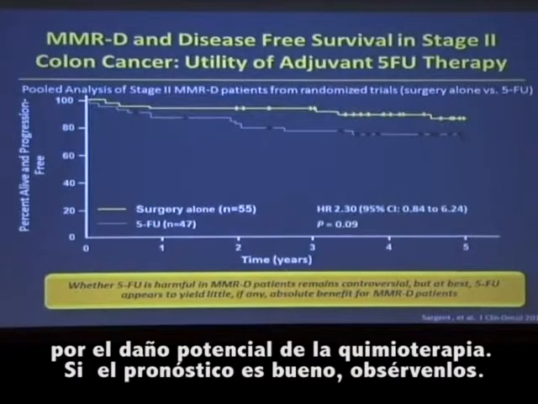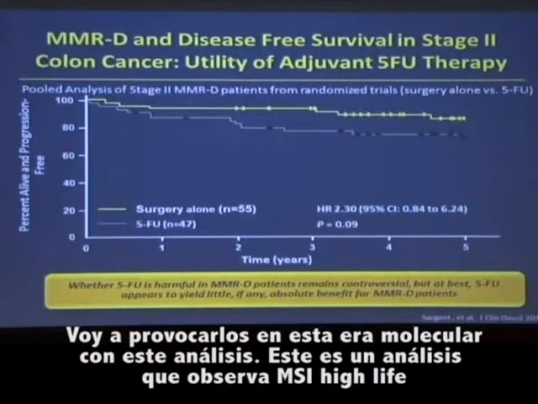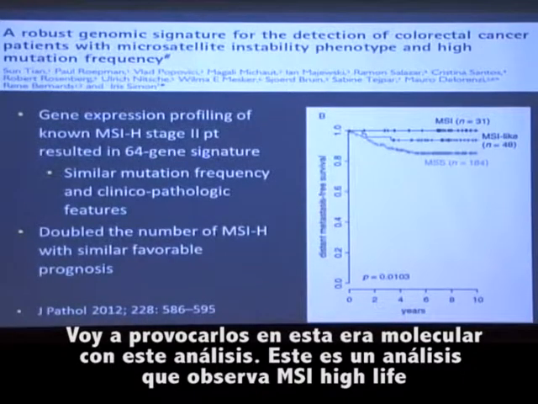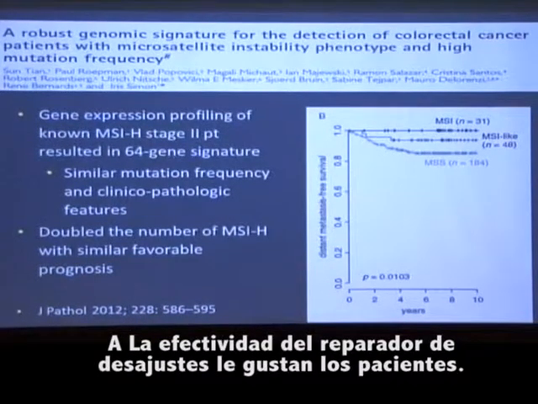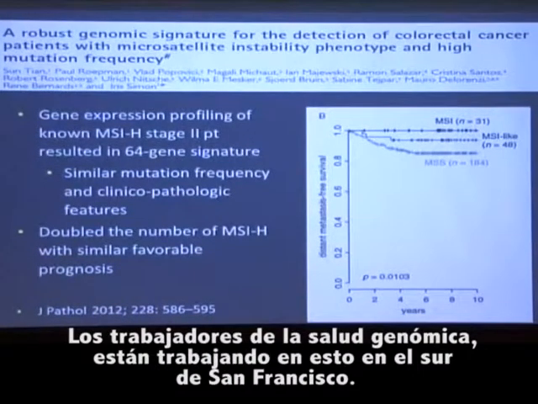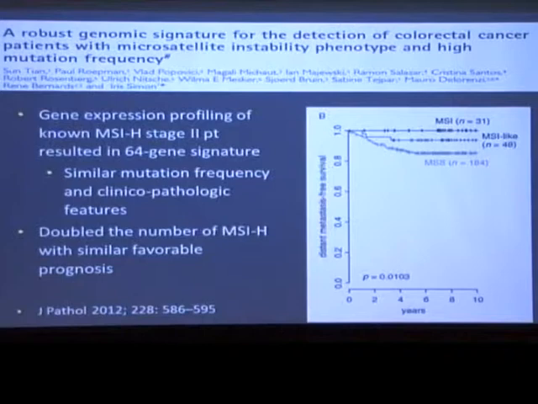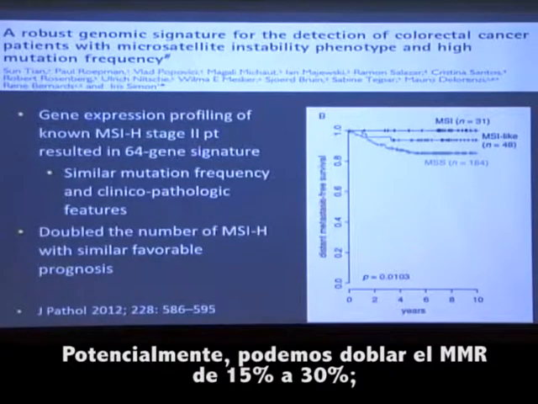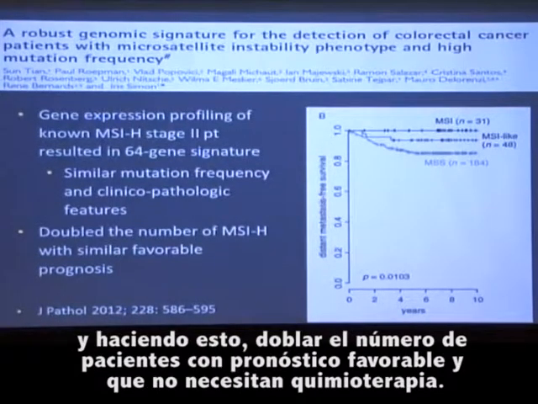So the prognosis is good. Observe them. I'm going to tease you in this molecular age with this analysis. This is an analysis looking for MSI-high-like, so defective mismatch repair-like patients. We potentially can double the number of these patients that have good prognosis, okay? The genomic health people are working on this in South San Francisco. I'm helping them with this project. Potentially, we can double from 15% mismatch repair to 30%. And in doing that, these again are patients that have favorable prognosis and that don't need chemotherapy, okay?